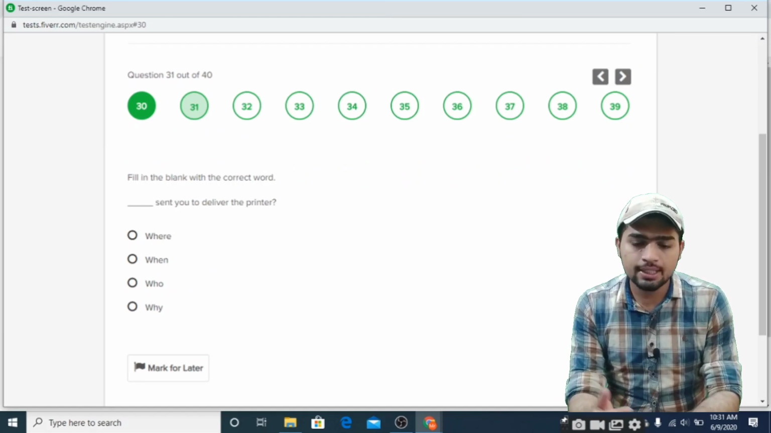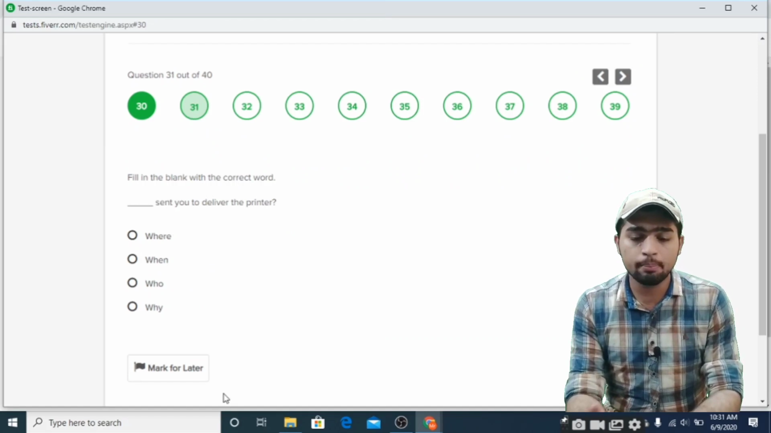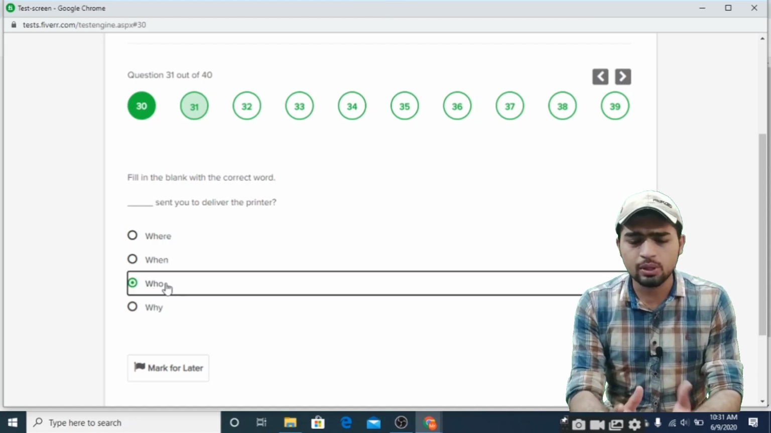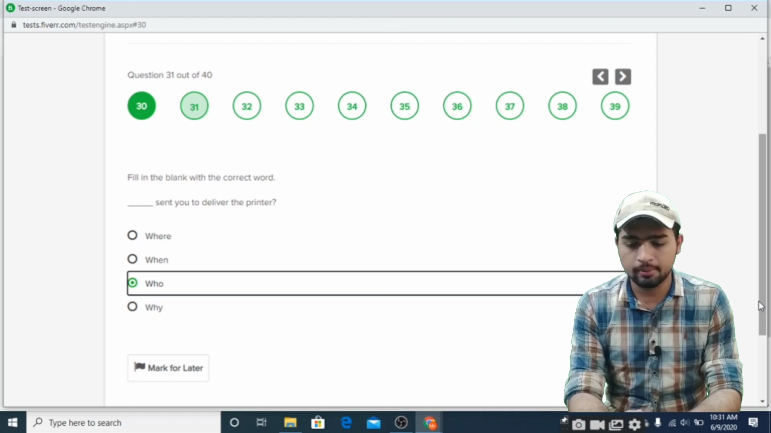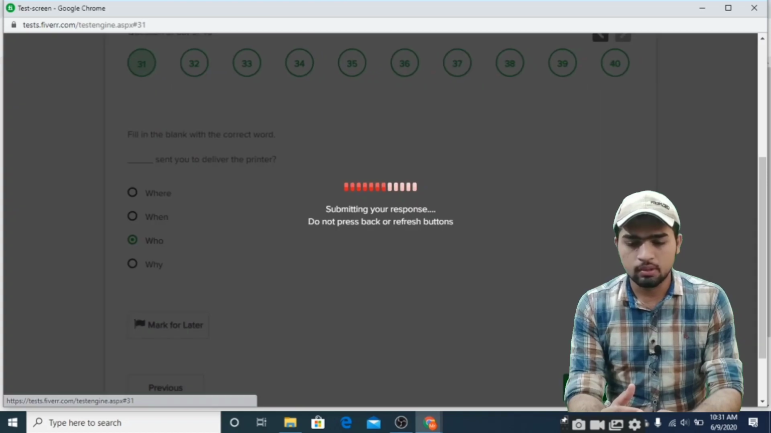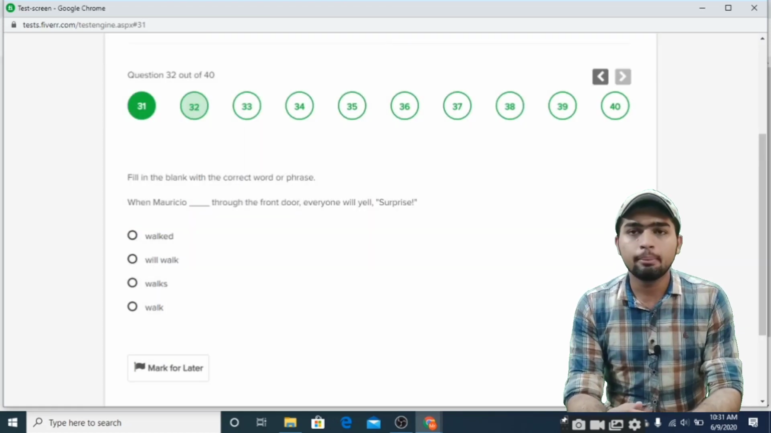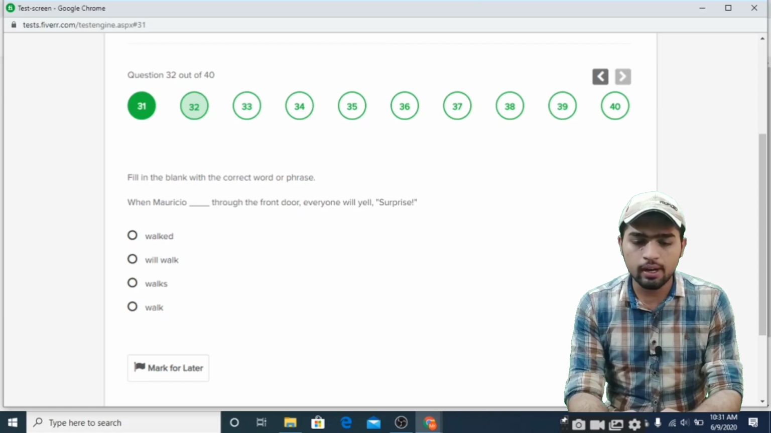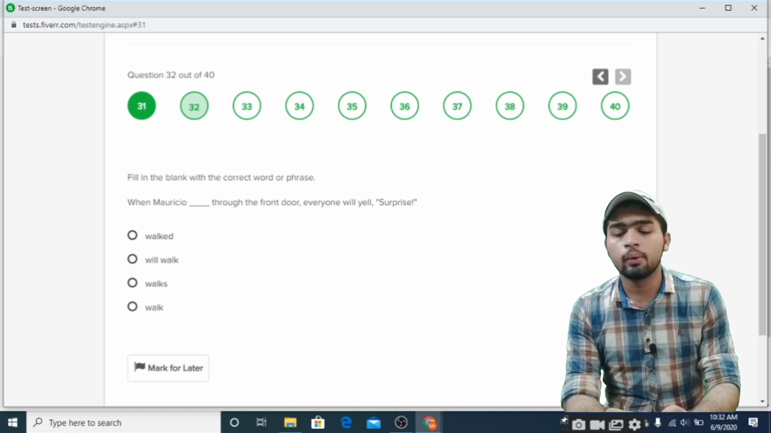The next question: dash sent you to deliver the printer. Obviously, third option, who sent you to deliver the printer, because it is an interrogative sentence. I click on next. Fill in the blank with the correct word or phrase. When Mauricio dashed through the front door, everyone will yell surprise. When Mauricio walked through the front door, will walk through the front door, walks through the front door, walk through the front door.